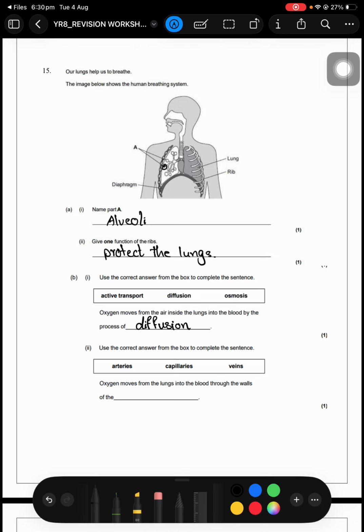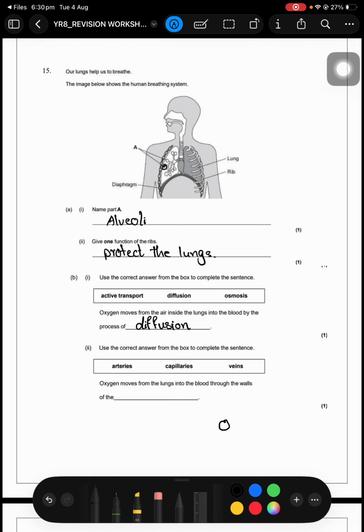Use the correct answer from the box to complete the sentence. Oxygen moves from the lungs into the blood through the walls of the... So over here it is like this. This is the alveoli and it's surrounded by blood vessels. These blood vessels are known as capillaries because they are very thin and they allow diffusion quickly. So the answer is capillaries.